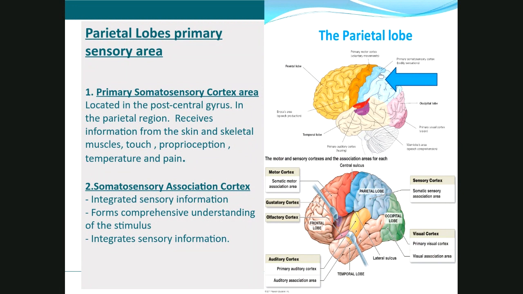This lighter blue region is called the somatosensory association cortex, where it's integrating all that information coming in order to process it quickly. So here's the primary somatosensory cortex, and this is the somatosensory association area behind that.